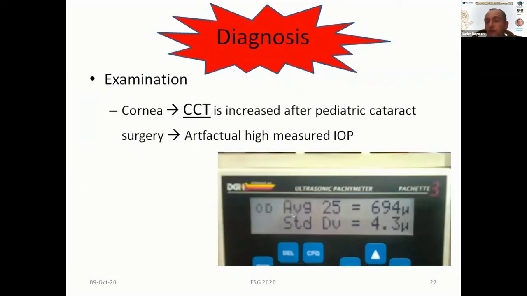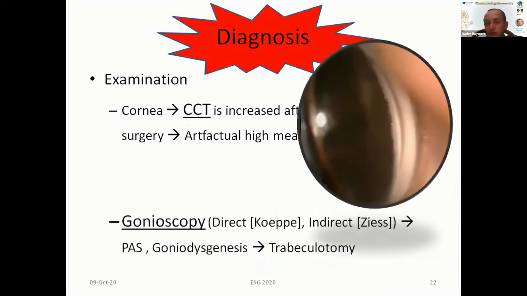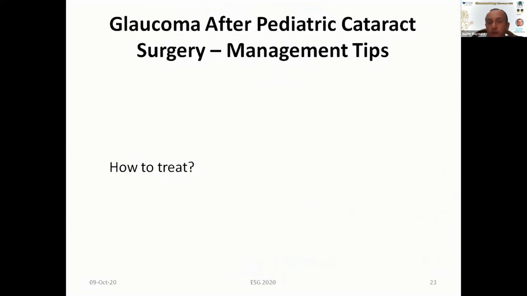Just a reminder, don't forget that the central corneal thickness after pediatric cataract surgery is significantly thicker than normal, and this may result in an artifactual elevation of the intraocular pressure, just to confirm the diagnosis. Gonioscopy cannot be overemphasized in such a case because there may be an associated dysgenetic angle, or there may be a complication of the pediatric cataract surgery itself in the form of peripheral anterior synechiae as an example. So gonioscopy should not be overlooked in such a case.